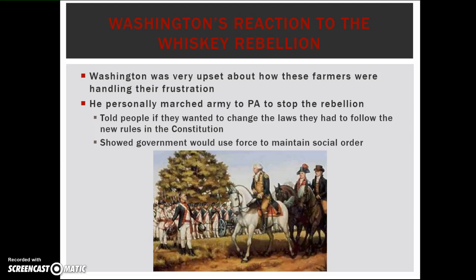Washington set a major precedent with the way he handled the Whiskey Rebellion. He showed that the government would use force to maintain order, and he also showed that the Constitution would be heavily enforced.